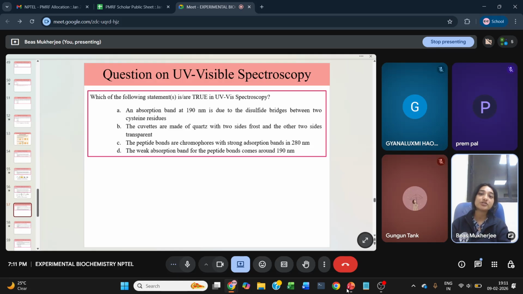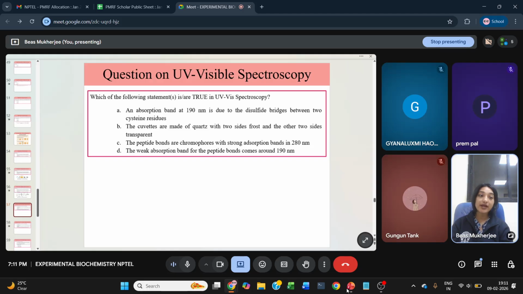Now we have another question on UV visible spectroscopy. Which of the following is true? They are asking you: an absorption band at 190 nanometer is due to disulfide bridge between two cysteine residues. The cuvette made up of quartz has two sides frost and two sides transparent.